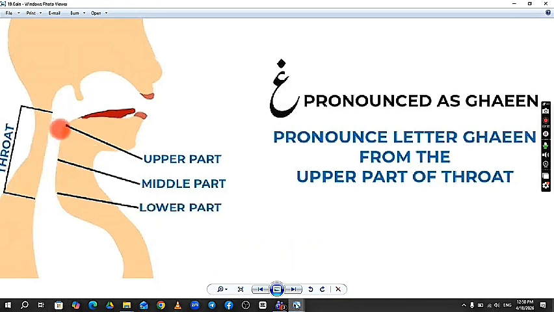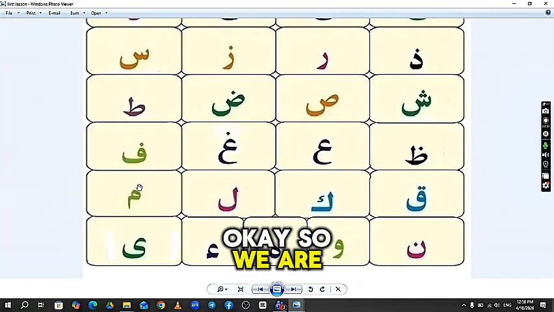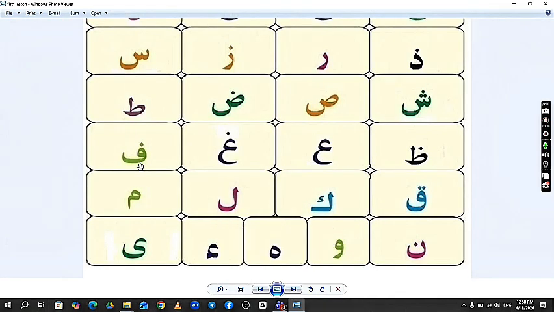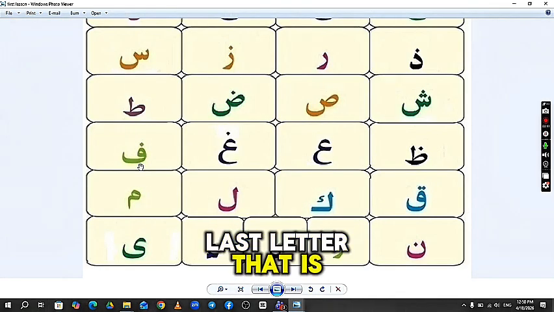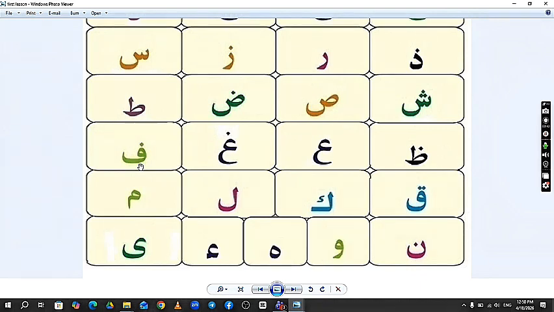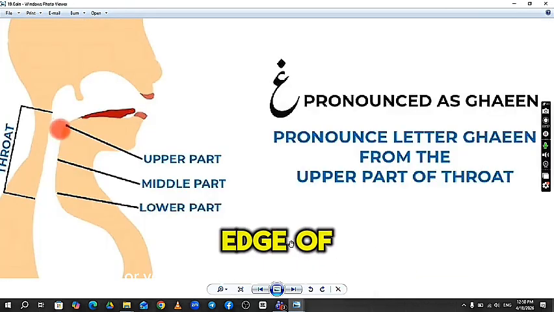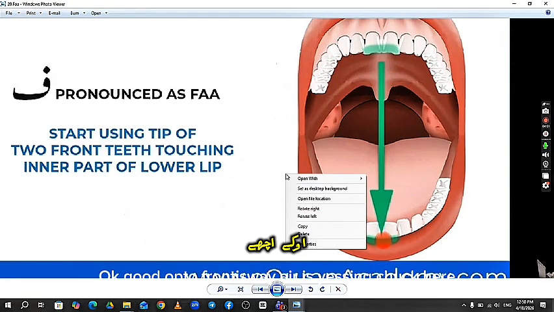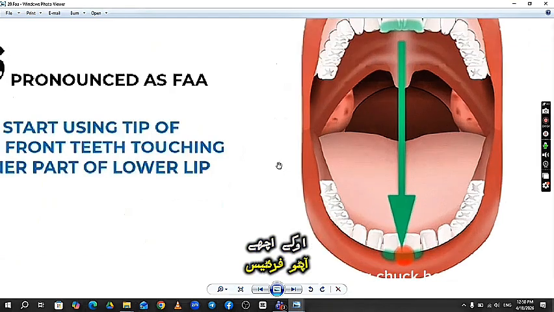Ghain. Okay, we are going back on the page, and now the last letter, that is fa. Listen again. Fa. For pronouncing fa, we are using the tip of the upper two front teeth, or you can say the edge of the upper two front teeth. We are using the edge of the upper two front teeth here.